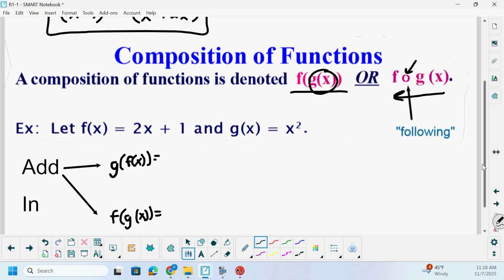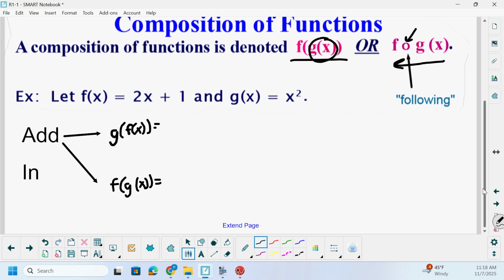So we're going to add in your packets, we're going to do both g of f of x and f of g of x for this first example. So g of f of x means anywhere there's an x in g's equation, we're going to replace it with f of x. So in this top one, and again, if you could please write in g of f of x like it is right here, we're going to take the f of x function and sub it in for x in the other equation. So we're going to have in parentheses 2x plus 1, and it'll all be squared. So that's what's represented by g of f of x.